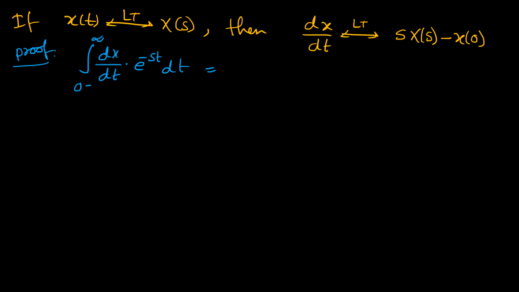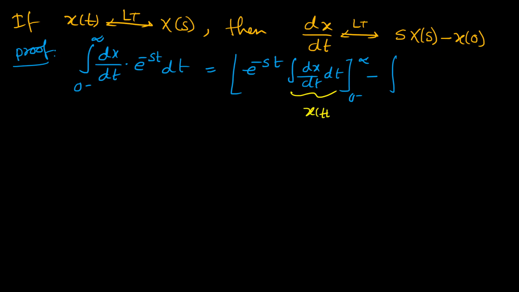So e to the power minus st we take outside, and the integration of dx dt times dt is x of t, with limits 0 minus to infinity, minus the derivative of e to the power minus st times the integration. This integration is simply x of t, so I can replace it here.